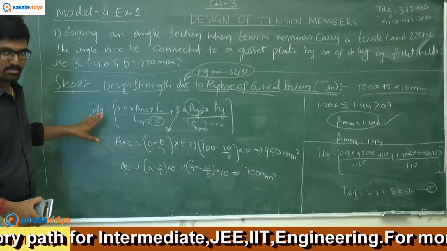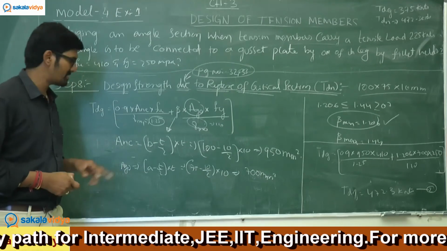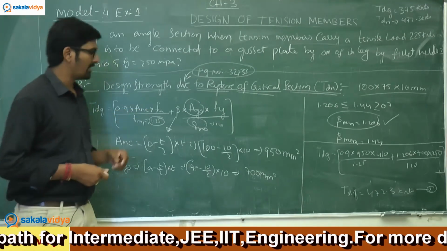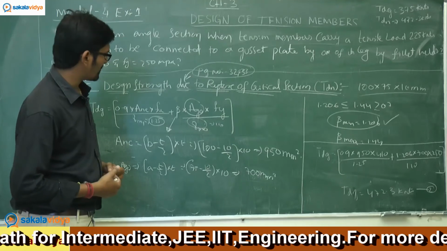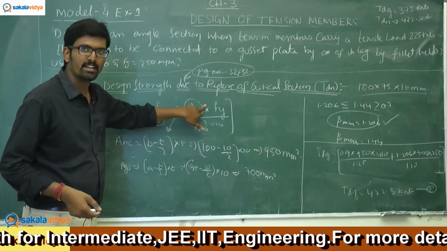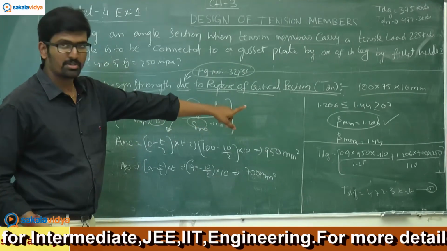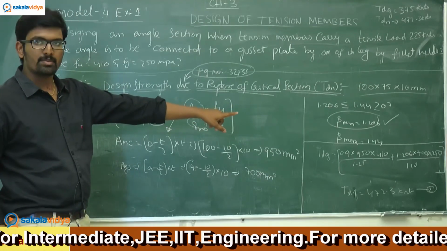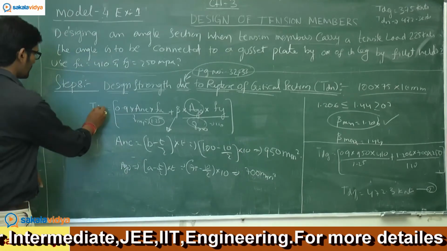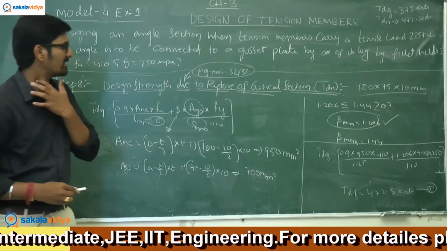So what is the formula for finding rupture of critical section? 0.9 into area of connected leg into ultimate stress divided by 1.25 plus beta into area of outstanding leg into yield stress by 1.10. So before dealing with this, we need to find the area of connected leg, the area of outstanding leg and also the beta value. From beta minimum or maximum, we are going to choose the beta minimum value for safety purposes. After substituting all these values, we got the design strength due to rupture as 472.3 kilonewtons. Let us assume it as equation 2.